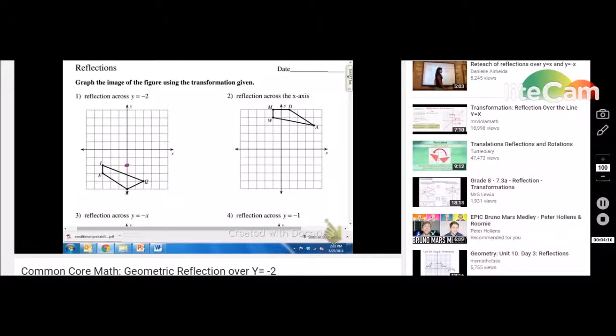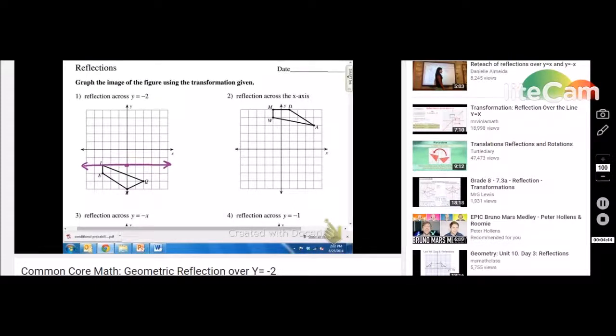So when I make my line, it can only go across y equals -2. So that's why I'm putting my mirror right there. My mirror can only touch y equals -2. So that's where my mirror goes. Now, we know where our mirror is. We go to each point and count how many units it takes to get to the mirror, and then we count that many spaces past the mirror to put the next point.